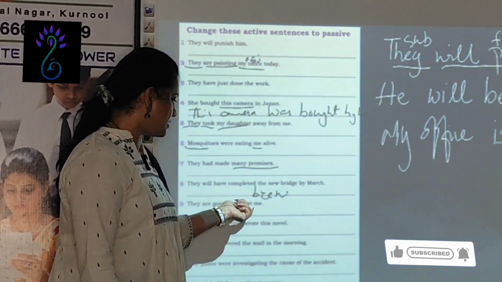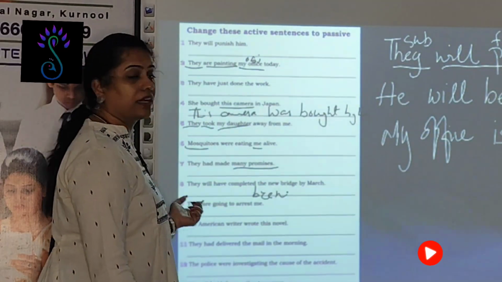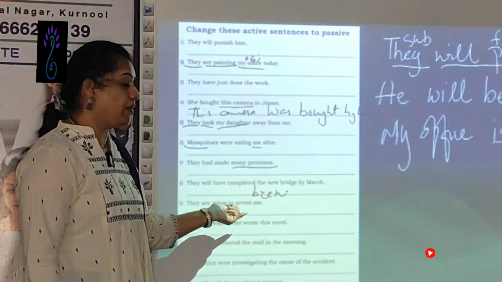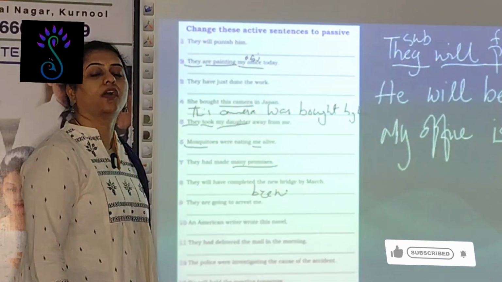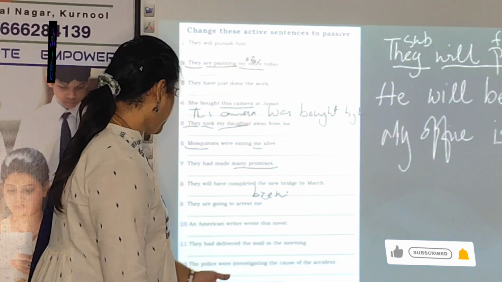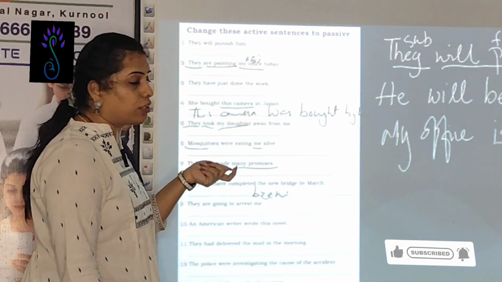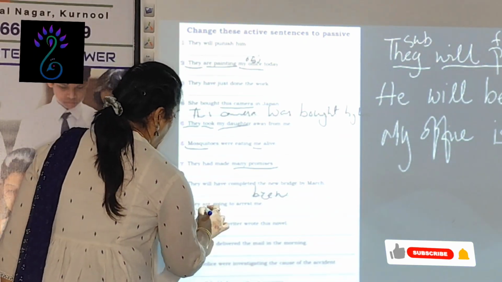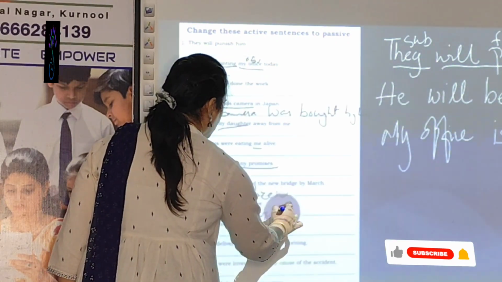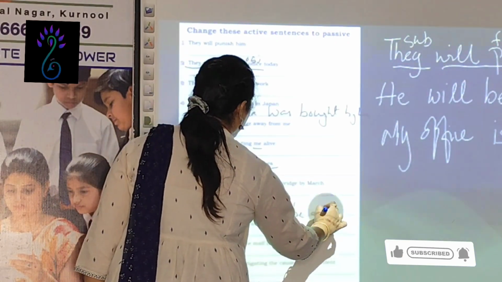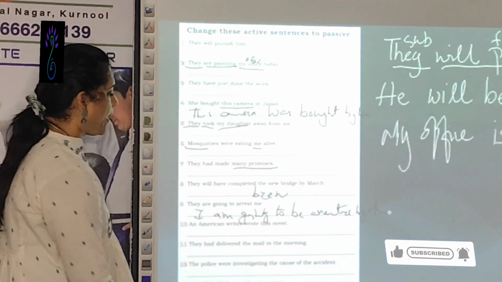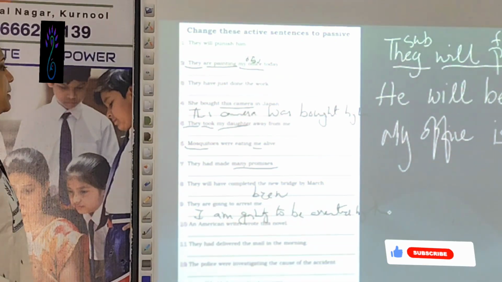They are going to arrest me. So I am being arrested by them. Okay, I am being arrested by them. Or you can write, I am going to be arrested by them. Even that is correct.